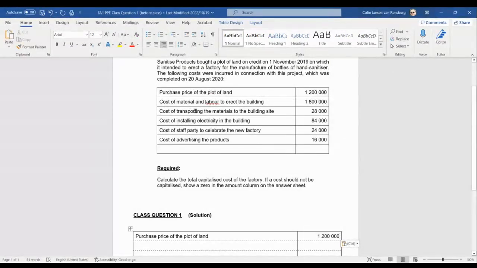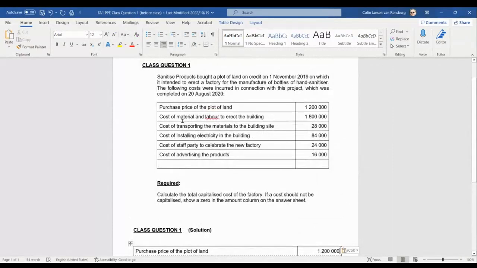Now, the next item here, they say the cost of material and labor to erect the building was 1,800,000 rands. The cost of material and labor to erect the building, 1,800,000. Now, one could actually split that up into two kinds of transactions. We don't have to. I'm just going to give you both sides of the coin here. One can either split it up, or you don't need to split it up. At the end of the day, you're going to arrive at exactly the same result.